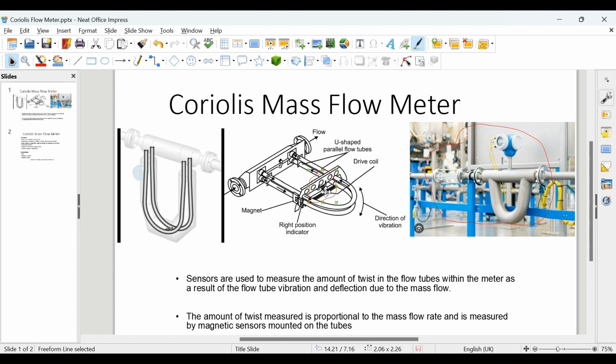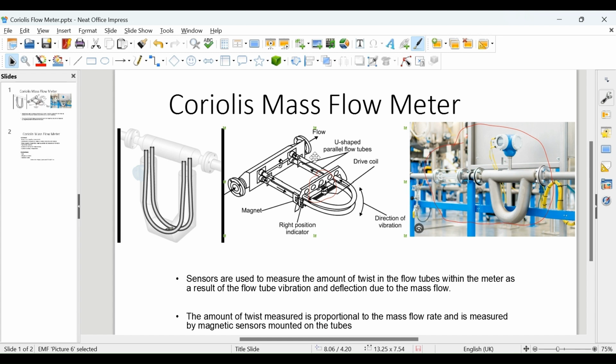Once it receives the AC signal, it starts to shake and vibrate, moving up and down, let's say, and it will start to shake and vibrate those two tubes. Then on the right position, and usually on the left as well, you have pickup coils, which are usually a magnet with a coil, which measures the movement of those tubes and sends it back to the meter transmitter or processor.